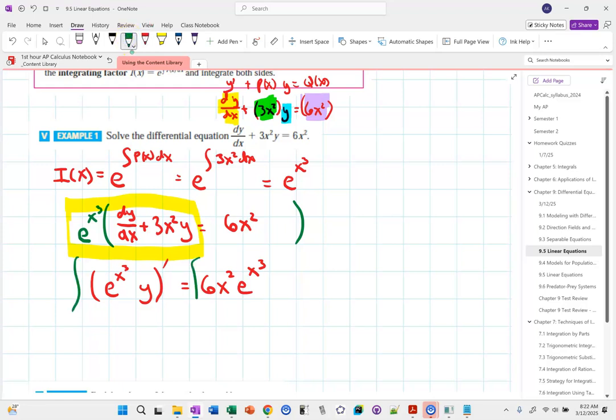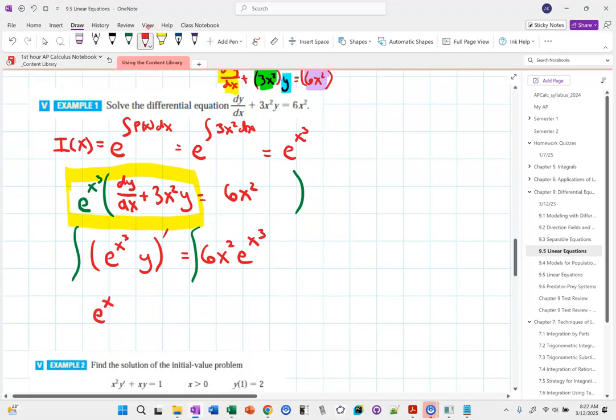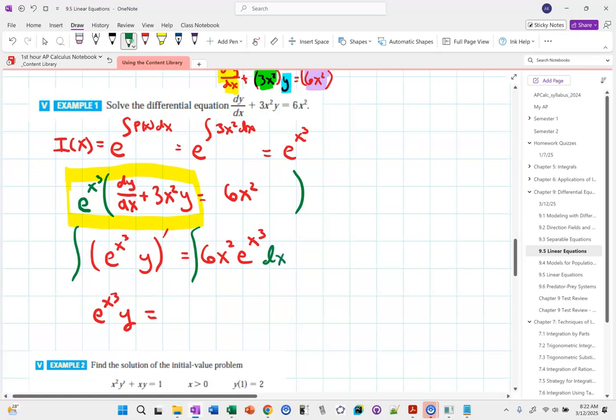So then we'll just integrate both sides. The integral just cancels out the derivative on the left-hand side. And then how are we going to integrate 6x squared e to the x cubed? And really, I guess we can write a dx at the end of this.